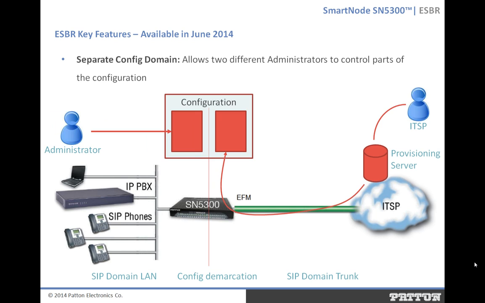So in that way, we can provide a split configuration where on the left-hand side, just the administrator has access to all the settings relevant to the IPPBX on the customer premise, and the ITSP deploying the 5300 only has control over the settings facing towards the core network at this stage. So a pretty nice and unique feature. So stay tuned for this. It's going to be available in June.